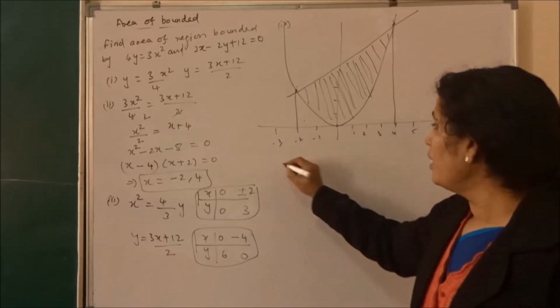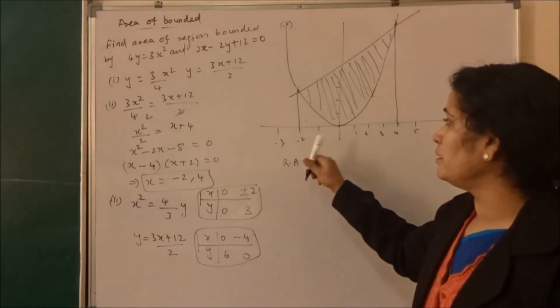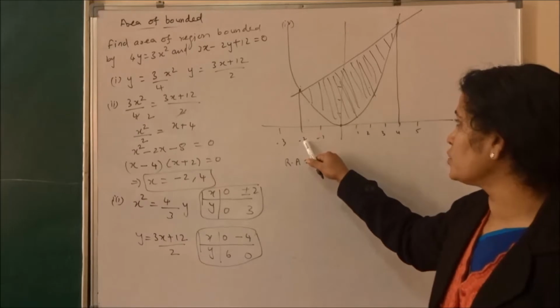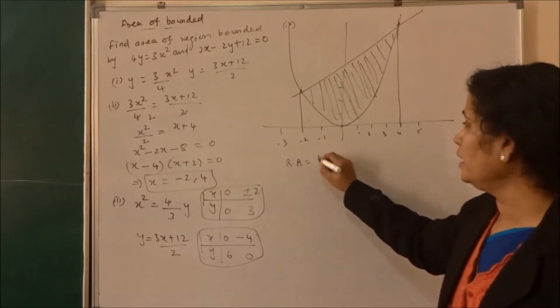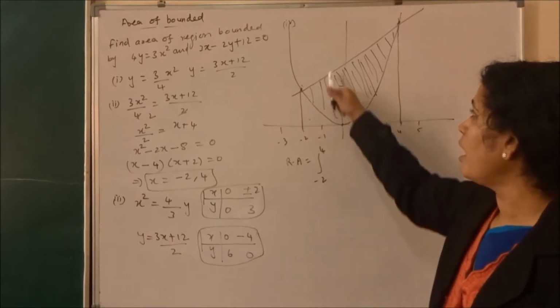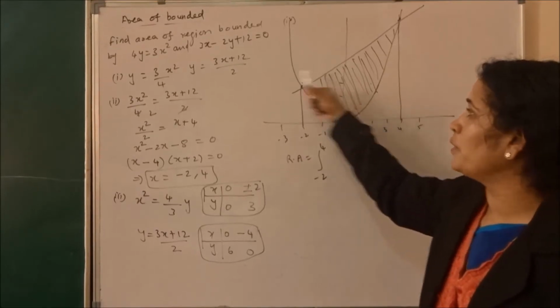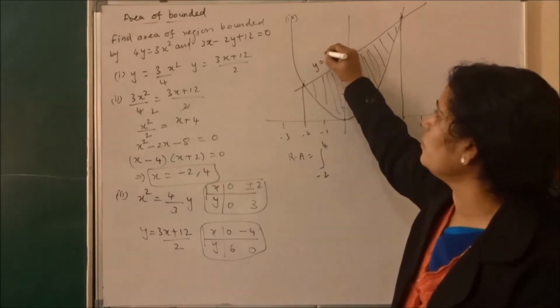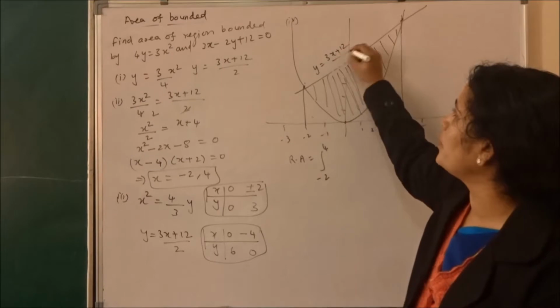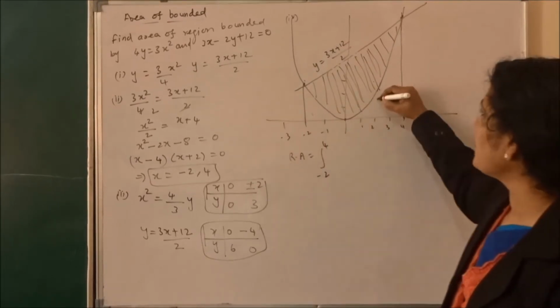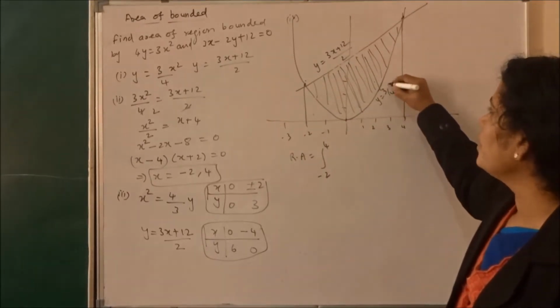Now the required area: start from x equal to minus 2, up to x equal to 4. Integral from minus 2 to 4, upper minus lower. Upper, what is the line? That is y equal to (3x plus 12) upon 2. And what about lower? That is the parabola y equal to 3 by 4 x square.